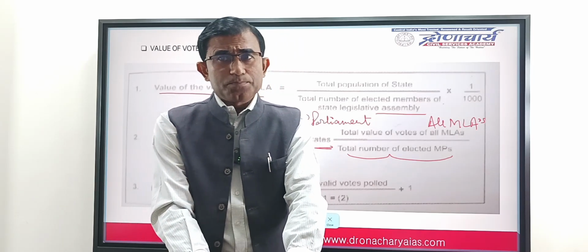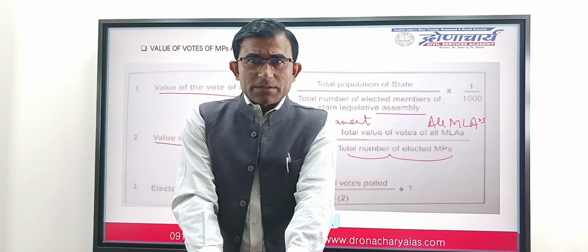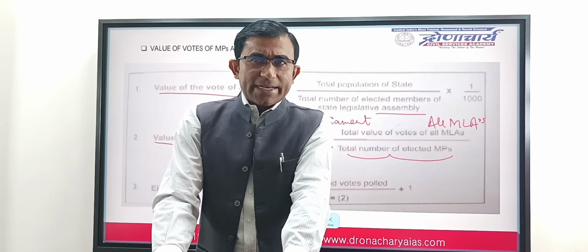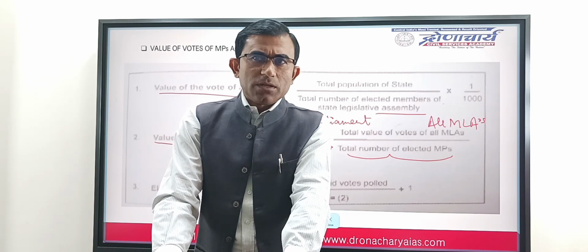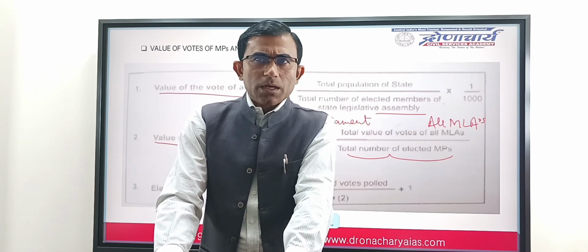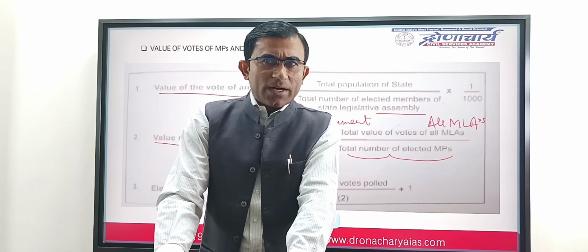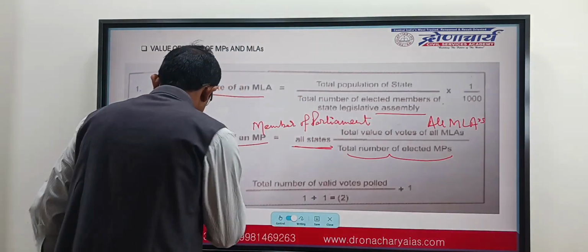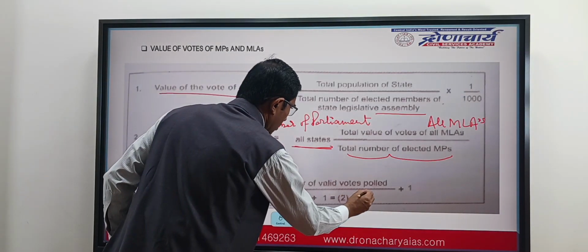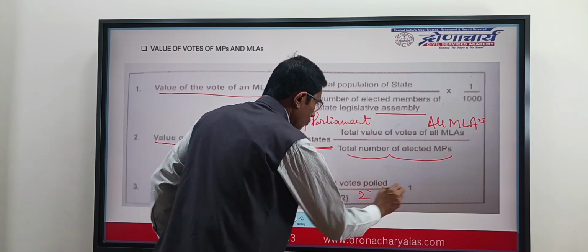The counting of votes determines the electoral quota. To be elected as the president, a candidate must secure a fixed quota of votes. This is known as the electoral quota. The quota is determined by dividing the total number of valid votes polled by the number of candidates to be elected plus 1, and adding 1 to the quotient. Like here, the formula: electoral quota equals total number of valid votes polled divided by 2 plus 1, plus 1.